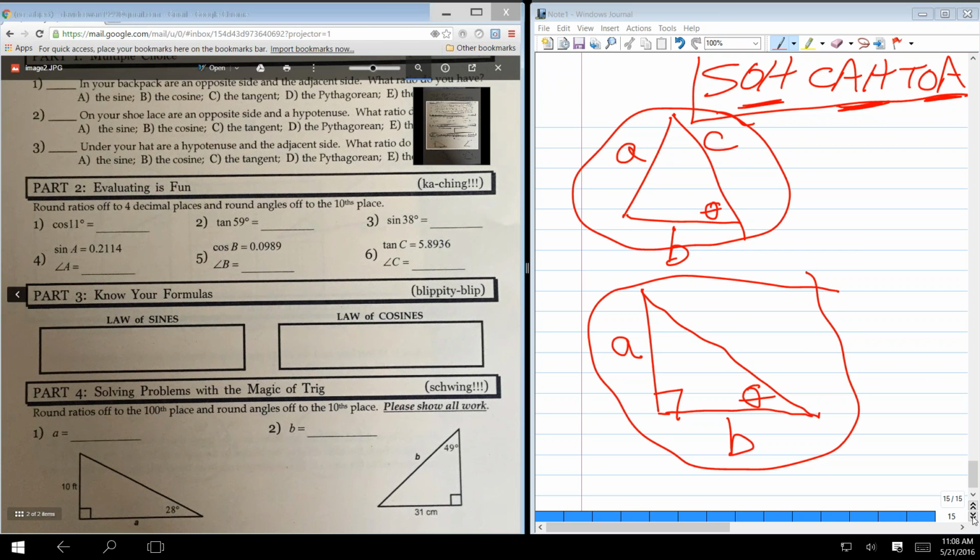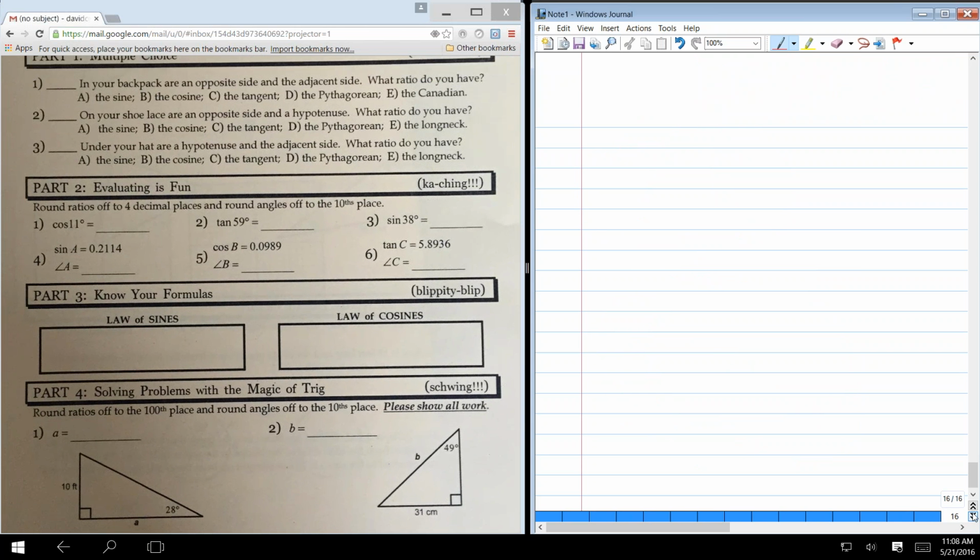All right. You got your calculator? I do. Make sure you can do cosine of 11 degrees. Round it off to 4 decimal places. Round the angles off to the tenths place. So what's the cosine of 11? The calculator's still booting up. What kind is it? Is it a TI Inspire? Yeah. CX. CX Inspire? Yeah. Okay.